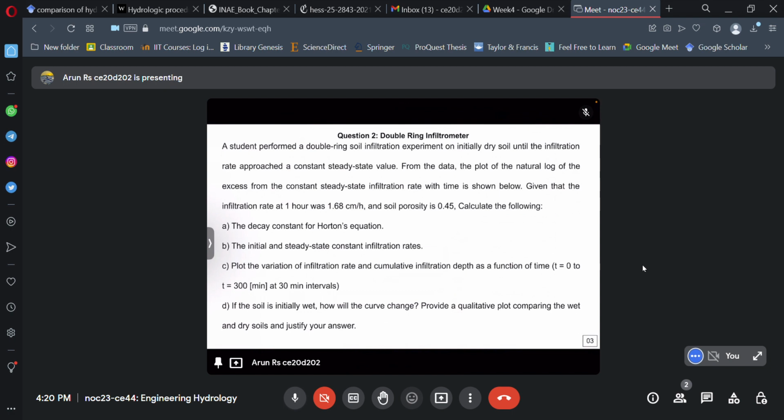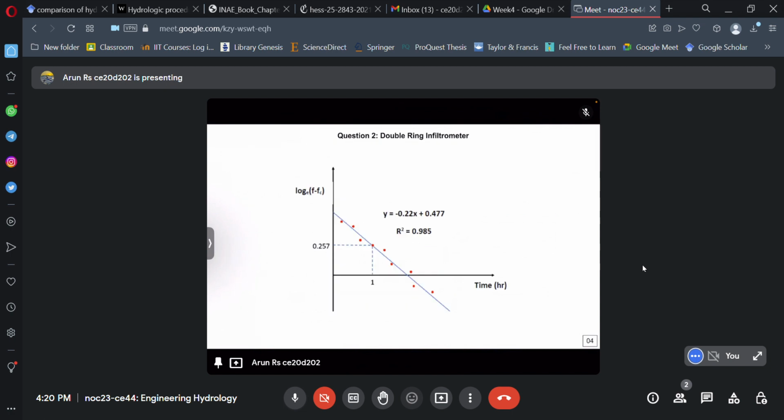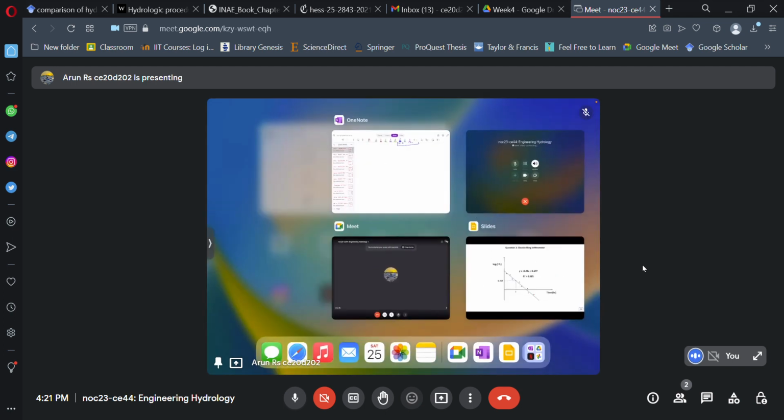And question number D, if the soil is initially wet, how will the infiltration rate curve change? And we need to provide a qualitative plot comparing the wet and the dry soil, and we also need to justify why it is happening like that. So this is the plot that has been provided. They have done some experiment and they have fitted a straight line, and this is given to determine the Horton's parameters, and at t is equal to 1 hour, they have also given the ordinate value. So we'll be using this to determine the Horton's parameters. So we'll see the second question.